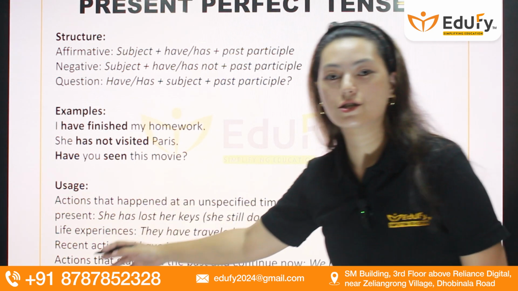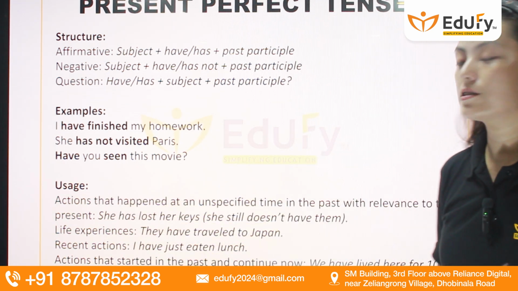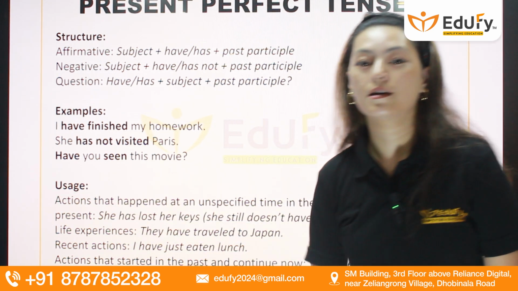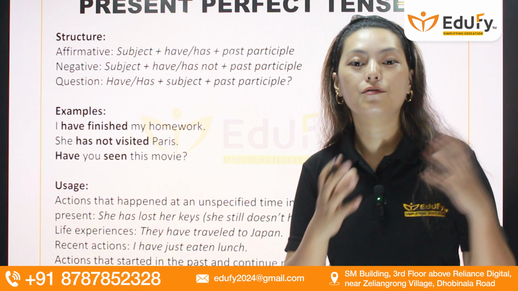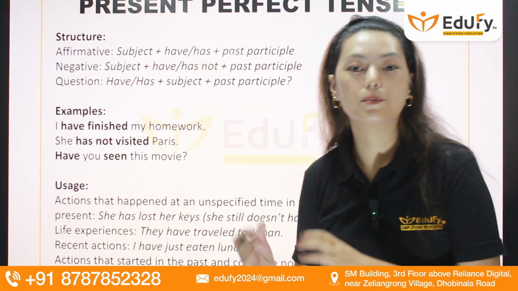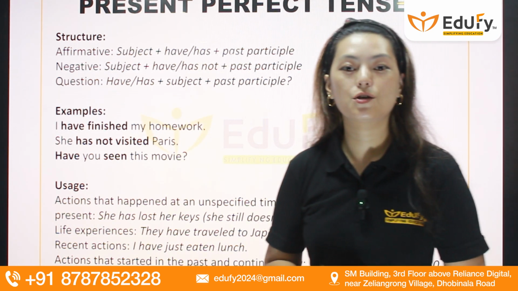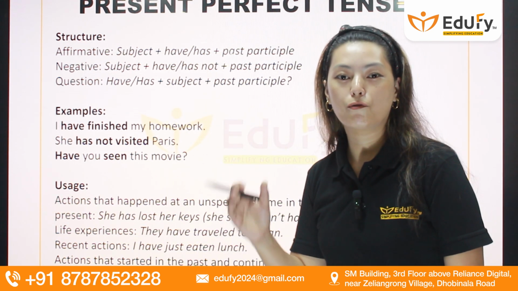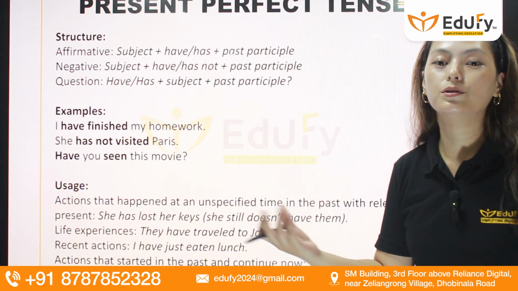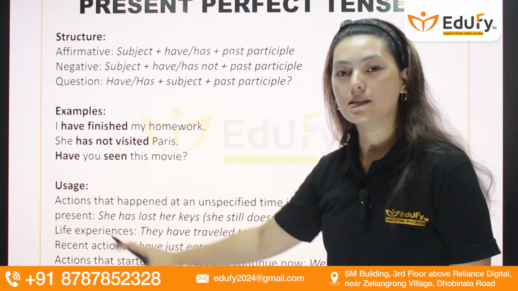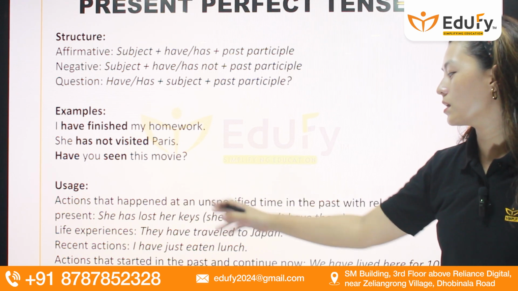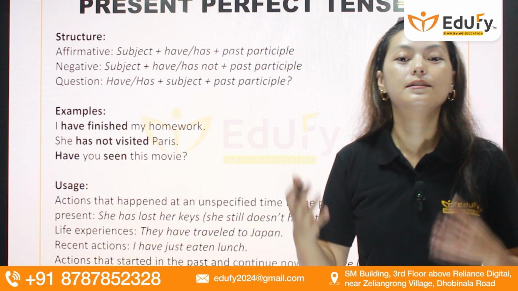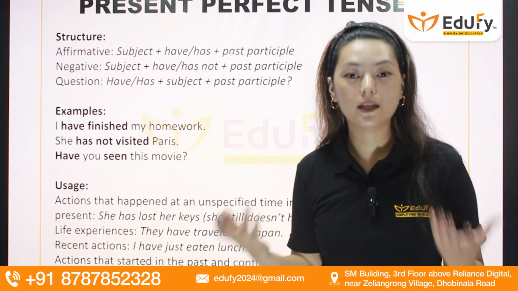If we look at the usage as we continue on, we see that actions that have happened at a specific time in the past with relevance to the present. That means there is a connection of the past action with the present. Whenever we see that type of connection, we say that this is a present perfect tense. Okay, that means what? An action that is performed in the present, but the word being used is in the past. So take a look at this example. She has lost her keys. In this statement, she had lost her keys and has still not yet found the key, right?